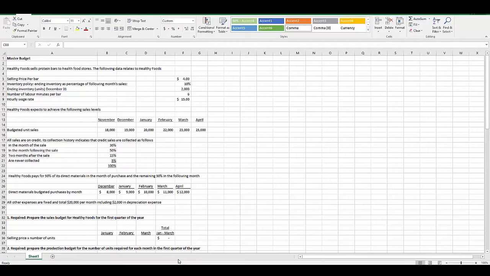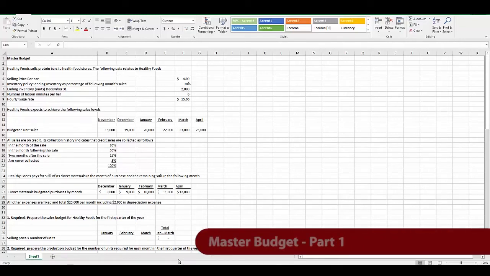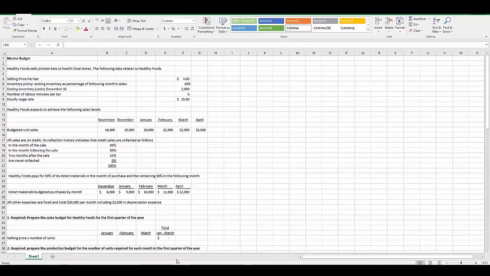This next problem is the master budget. So we are using the information that we're given here from Healthy Foods, and this company sells protein bars to health food stores. And we are going to be breaking this problem down into about 6 different parts. So I'll do a separate video for each part, and then you can replay them as needed.